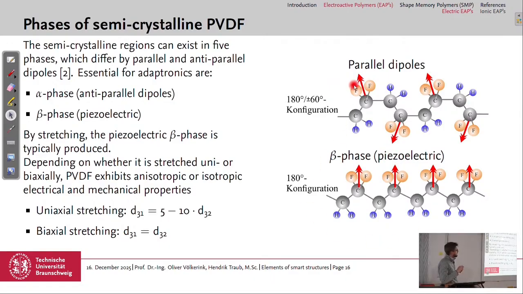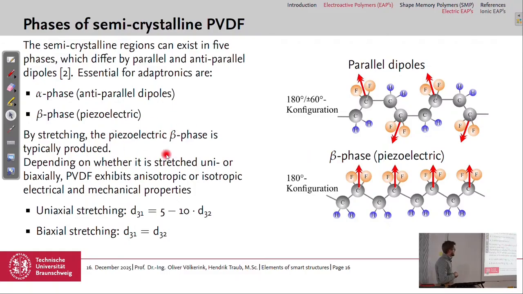Here we have 180 degree plus minus 60 degree orientation, and therefore again the effect cancels out, like at the coercive field strengths in the piezo ceramic. We can't use it macroscopically, but in the beta phase we have all the fluor atoms to the same side, and therefore the dipoles are also orientated to the same side, and we can use it macroscopically.